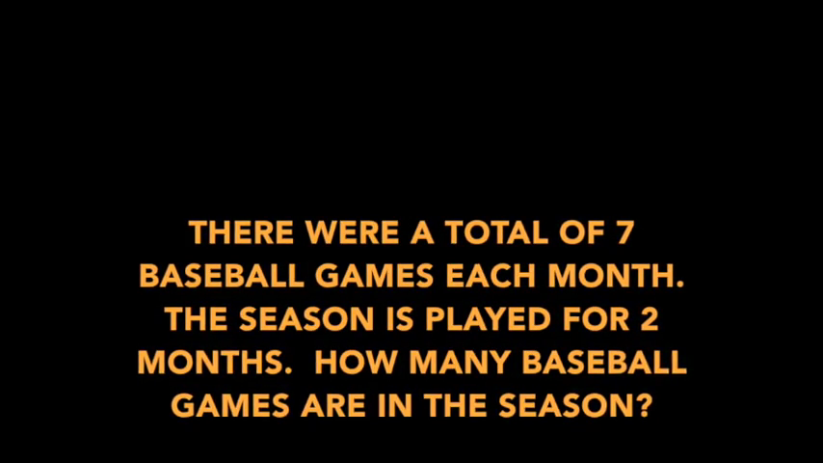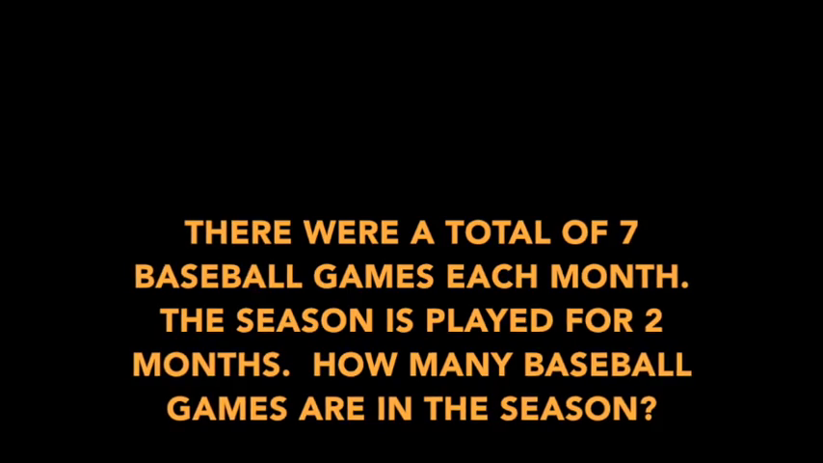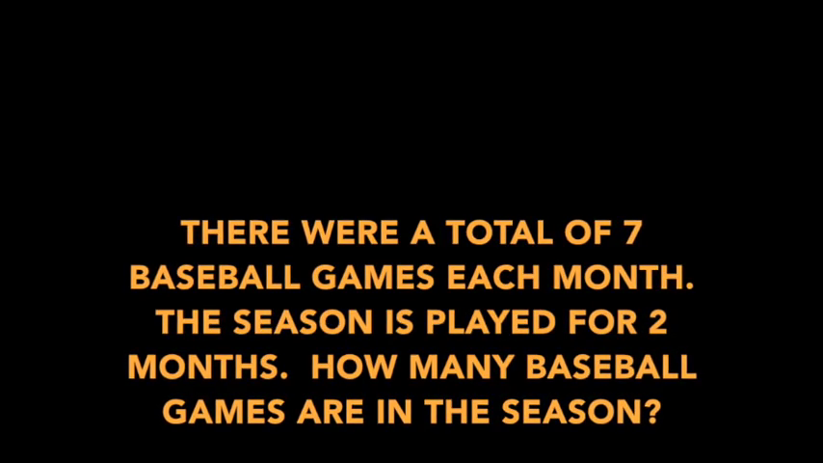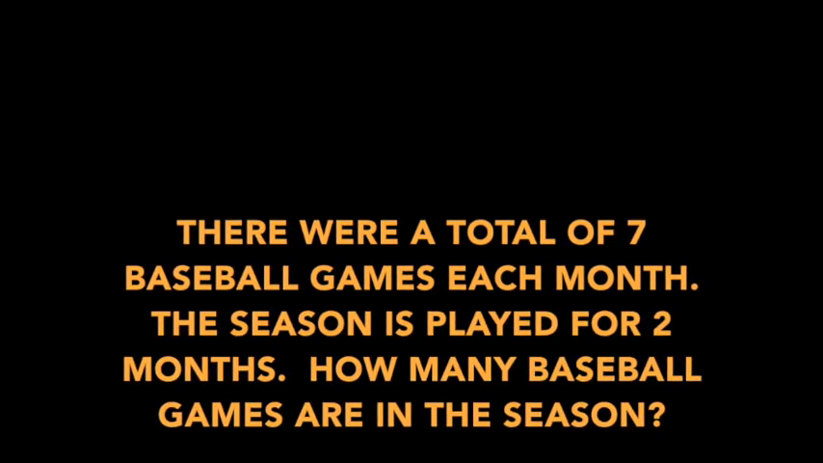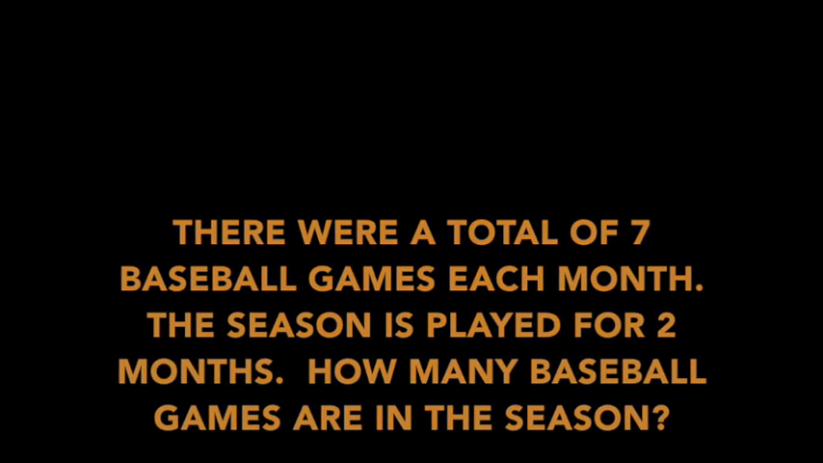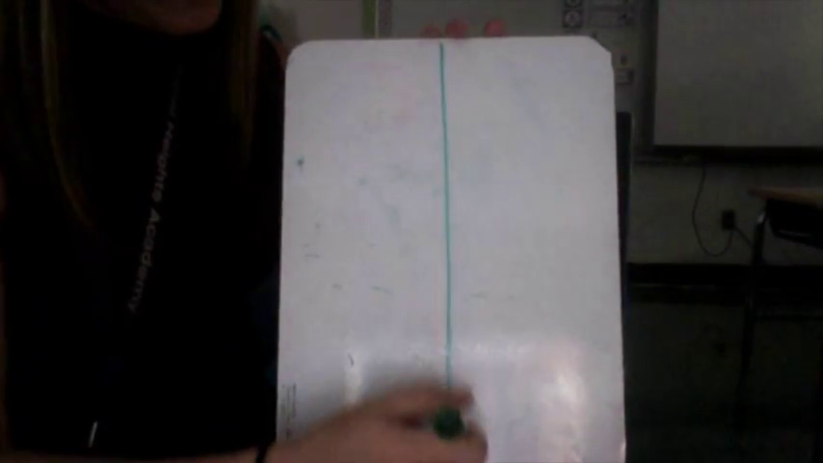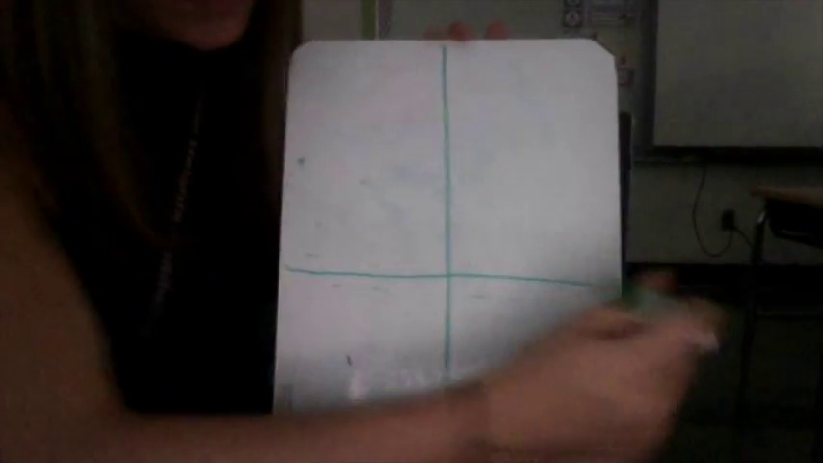There were a total of 7 baseball games each month. The season is played for 2 months. How many baseball games are in the season? Okie dokie. So, let's take a look here. I'm going to go ahead and draw my board down again. Sorry about that. I had to erase mine.